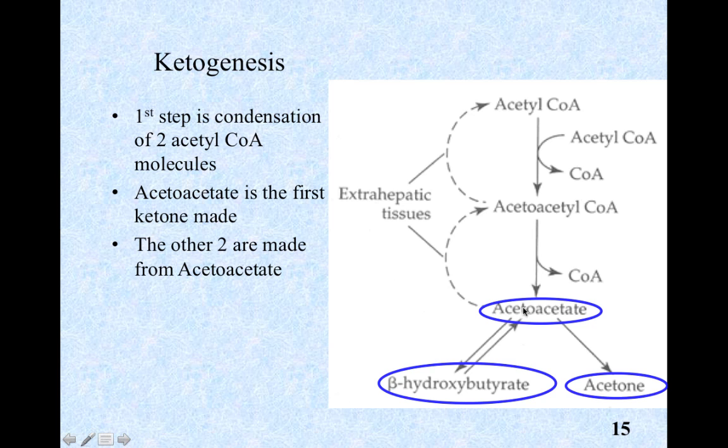Other tissues can absorb them and revert them back to acetyl-CoA. The liver can't do this. Okay? So extrahepatic tissues can take acetoacetate, convert it back to acetoacetyl-CoA, and then that can be converted back to acetyl-CoA. So the liver's taken acetyl-CoA, made ketone bodies, put it in the blood, other tissues pick up the ketone bodies, convert it back to acetyl-CoA, and they can use it for Krebs cycle.